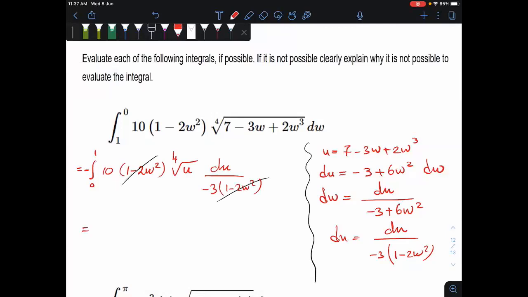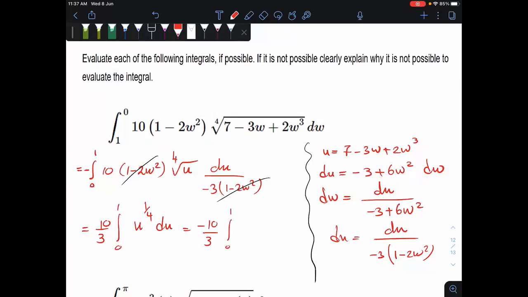Okay, and finally we have -1 over 3, over -1 over -3, like 1 over 3. And it's 10 also over 3. The 10 came out and the -1/3 came out, and there is a negative outside the integral. We still have only the fourth root of u, which is u power 1/4 du, right? Simple integration. -10 over 3.